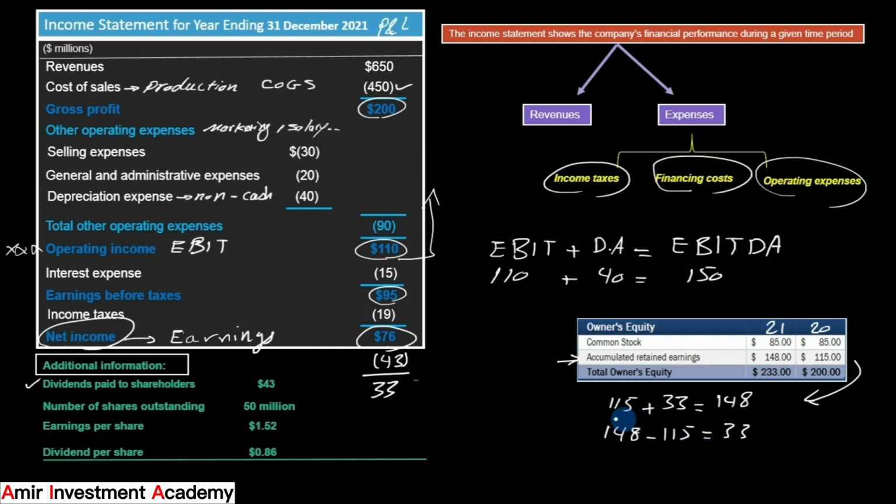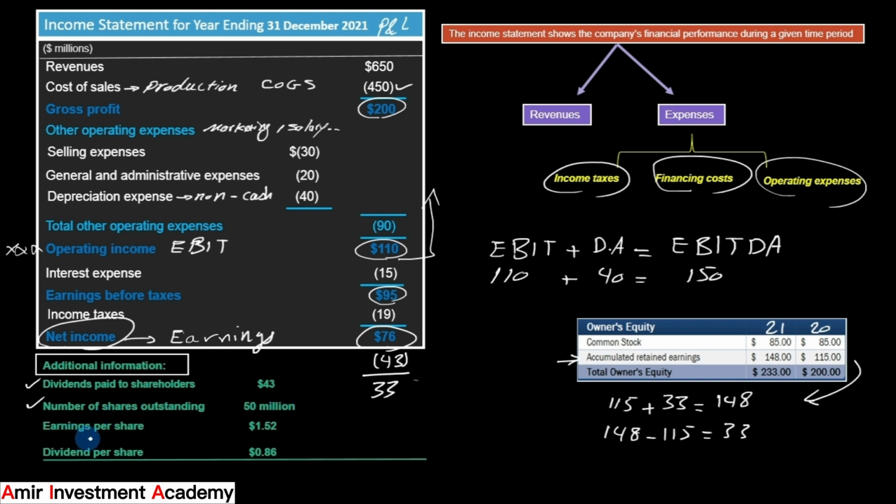Okay, now another important piece of additional information is the number of shares outstanding. Again, these are mostly related to the equity section of the course, which has a section dedicated to it, and we will talk about this a whole lot. But here, let me just briefly say it. Number of shares outstanding, in our case, is 50 million. That's the total number of shares that the company has issued.